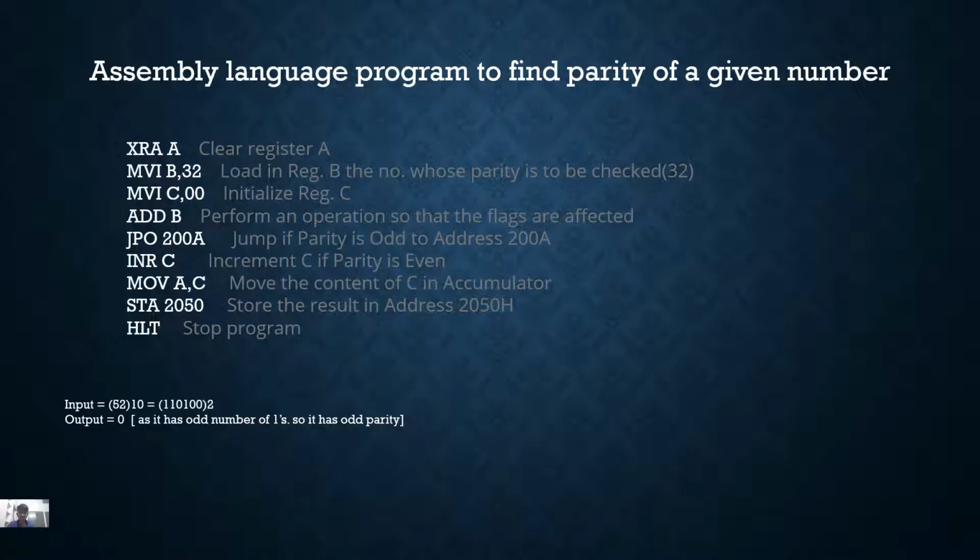So this is the assembly language program to find the parity of a given number. I would be explaining this code in the assembler while I run it in a few minutes. If we give an input of decimal number 52, and convert it to binary, it would be 110100, and it has an odd number of ones. As we can see, we have 3 ones in this binary number, so it must have odd parity, so it would output 0.